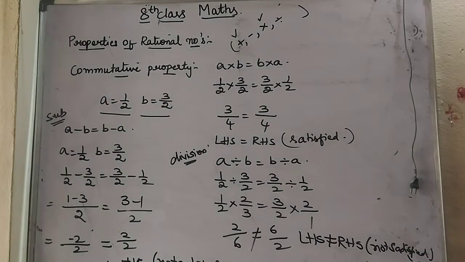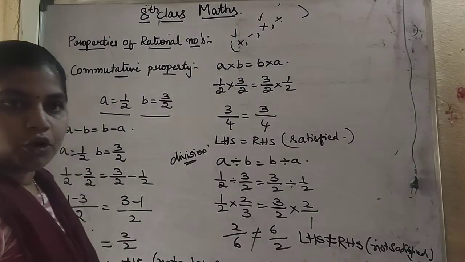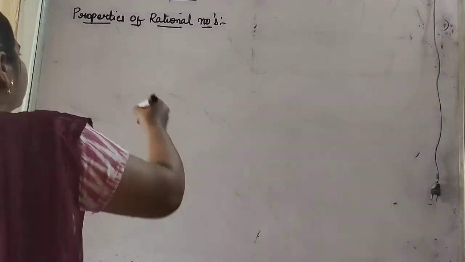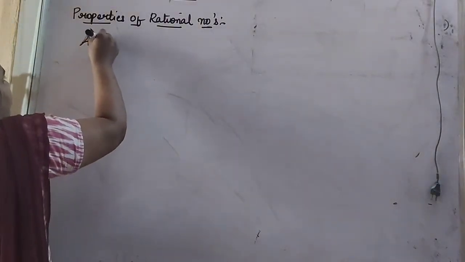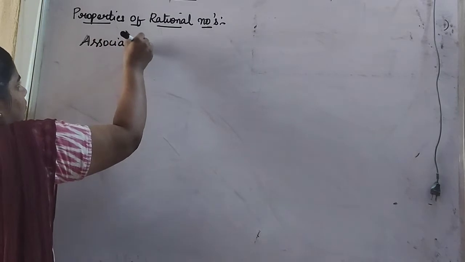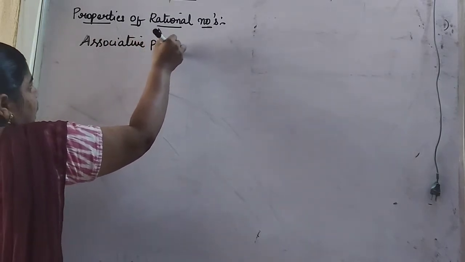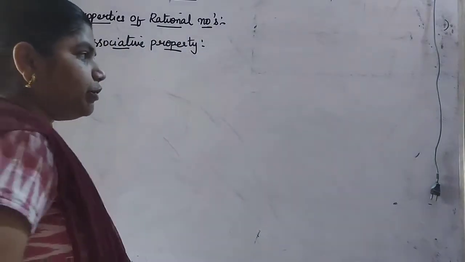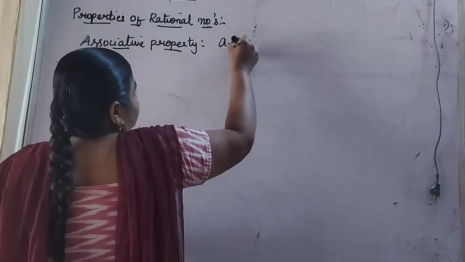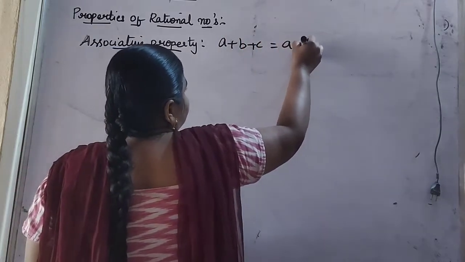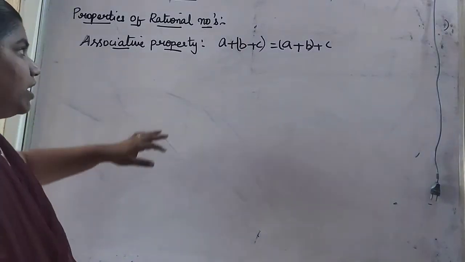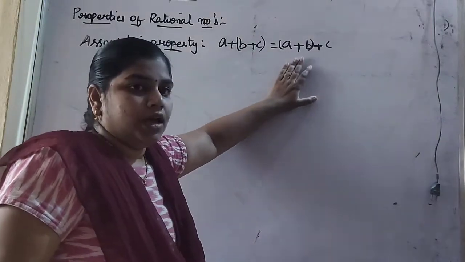So next is the associative property. So what is the associative property? The associative property general form is A plus B plus C should be equal to A plus B plus C. Only the brackets will be interchanged. In this case it is B plus C, and here it is A plus B.